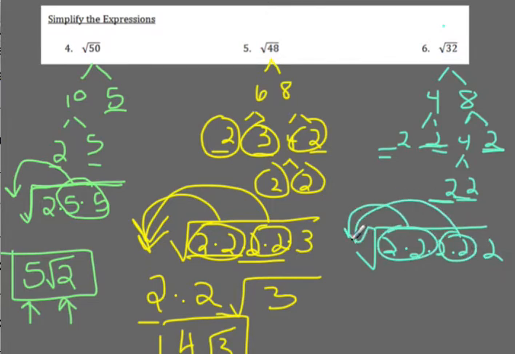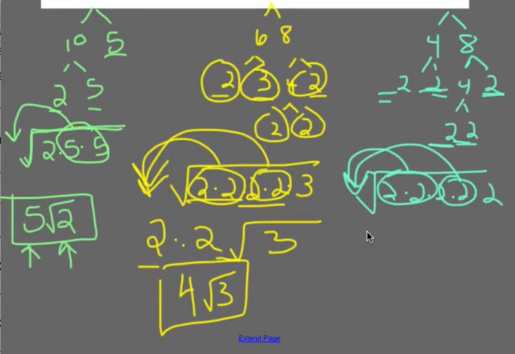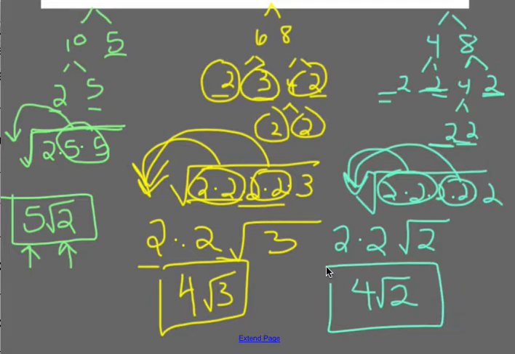So I can take each of those pairs because they have a partner and pull them outside of the radical. So I end up having 2 times 2 on the outside of the radical, and then underneath I have 2. Well, 2 times 2 is 4. So I end up getting 4 square root of 2 when I simplify the square root of 32.